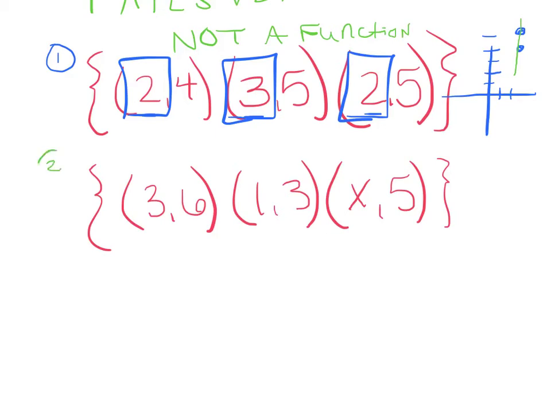In example 2 here, I've got 3, 6, 1, 3, and 3, 5. My question is, what could you put in place for x that would make it not a function? Could I put a 2 there and this would not be a function? Well, would every x be different? Yes, so that would be a function. What could I put there so it wouldn't be a function? I think my answers are either only 1 or 3, and I hope you would agree with that.